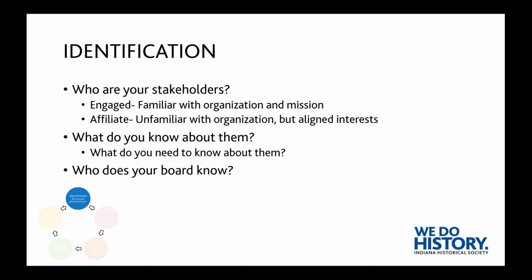The first step in the fundraising cycle is identification. Who are your primary stakeholders? There are two different types of stakeholders in this process. The engaged stakeholders are people familiar with you and your mission. This would include board members, staff, volunteers, current donors, former donors, members, and say event attendees. These people know you and they like you.